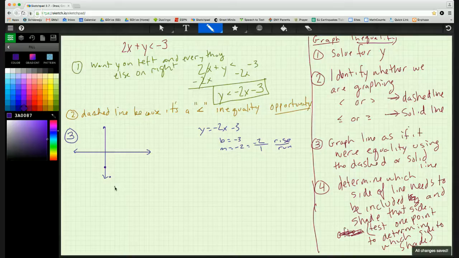Down and over 1. And we can actually go backwards now that we see the pattern to build our straight line. So we know we've got to do a dashed line. Remember that we need to do a dashed line. So we're going to do this line that goes like this. There's our dashed line.